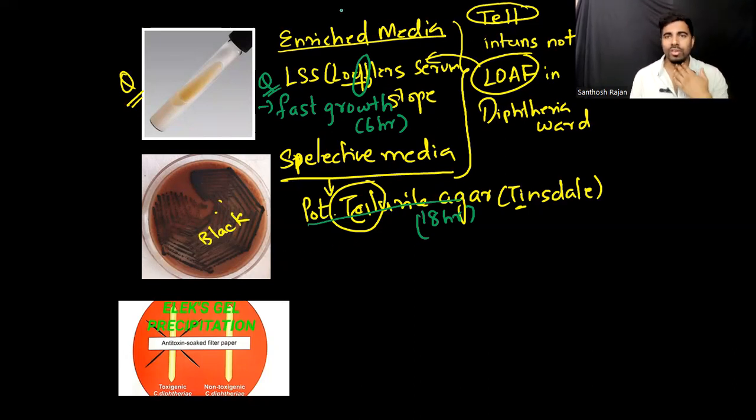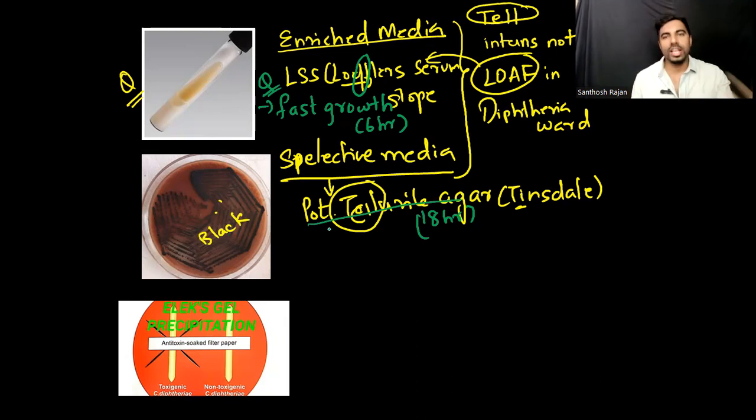So the pseudomembrane comes. The pediatricians take a swab of this membrane and send it to us. We put it in the enriched media, LSS media. In 6 hours, the growth will be there. Then we take the growth, make a smear, do Albert stain and check. If it is positive, we give the provisional diagnosis as Corynebacterium diphtheriae.